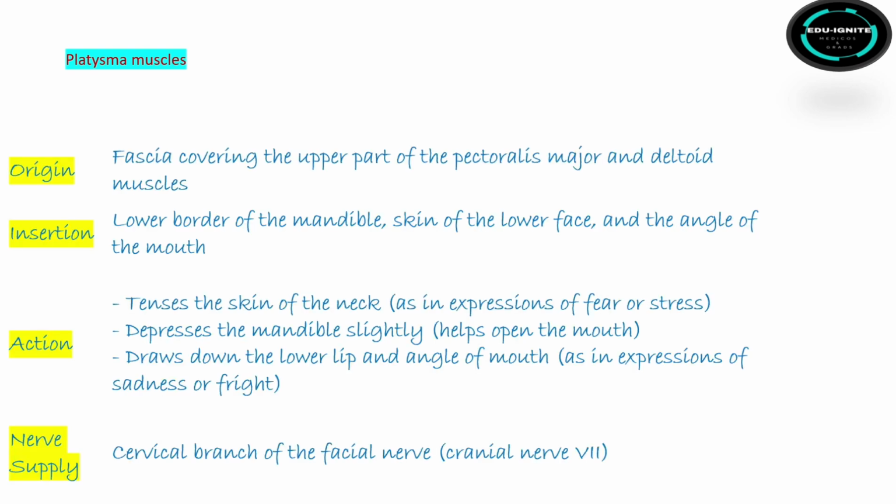Now platysma muscle, this is the muscle of the neck, originating from fascia covering the upper part of pectoralis major and deltoid muscles and inserted into lower border of mandible, skin of lower face and the angle of mouth. It tenses the skin of the neck as in expression of fear or stress. It depresses the mandible slightly, helps open the mouth, and draws down the lower lip and angle of mouth as in expression of sadness or fright, and is supplied by cervical branch of facial nerve.